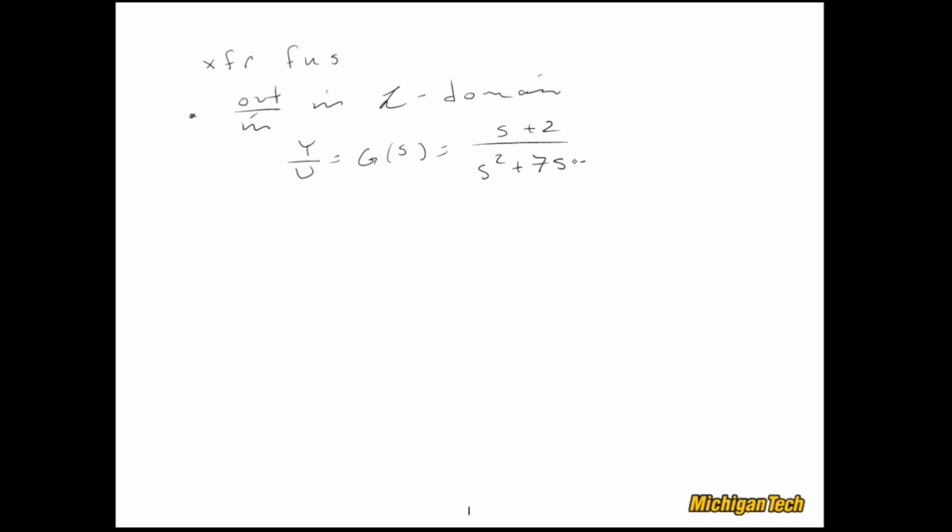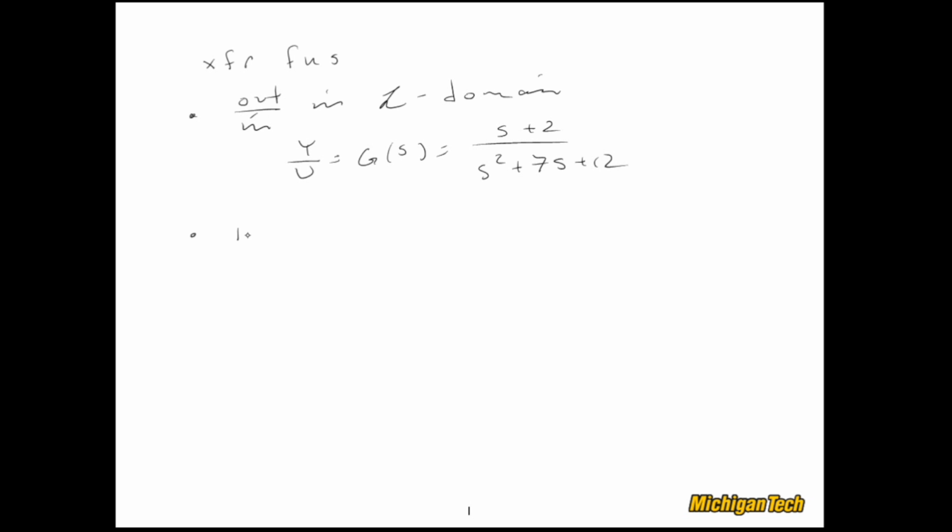So first let's review transfer functions. What do we know about them? Well, it's an output variable over an input variable, and they're in the Laplace domain. So a typical example would be Y over U equals G of s, and let's say we had (s + 2) over (s^2 + 7s + 12). So there's a beautiful looking transfer function.